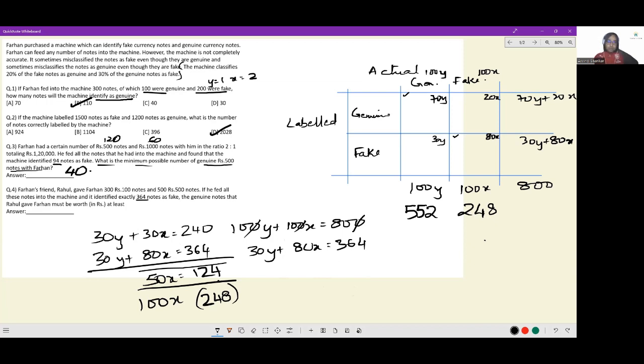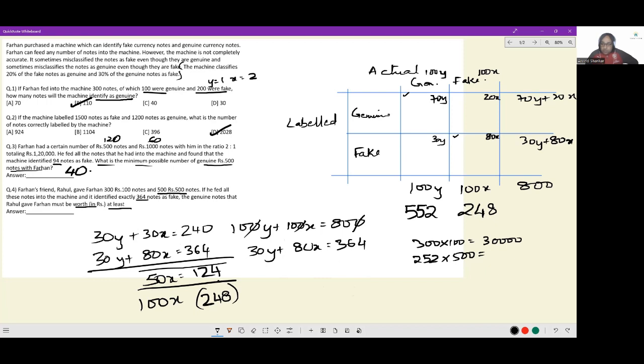Now, the final work that we have to do is the genuine notes that Rahul gave Farhan must be worth at least. We want the minimum possible value of the amount of money that Rahul gave Farhan. If we want to reduce the value, we would want all our heavier denomination notes to be fake. So, all these 100 rupee notes, they are genuine. We get 30,000 from them. And 248 fake notes are from here. So, the remaining 252 notes into 500, these will be genuine.